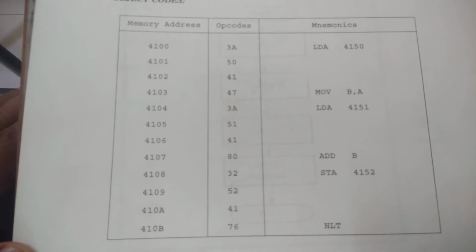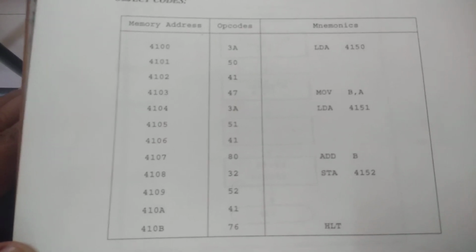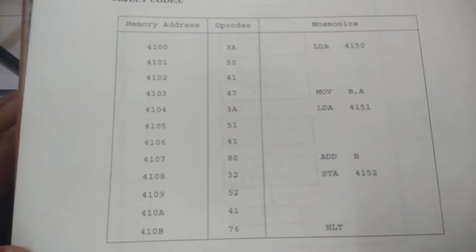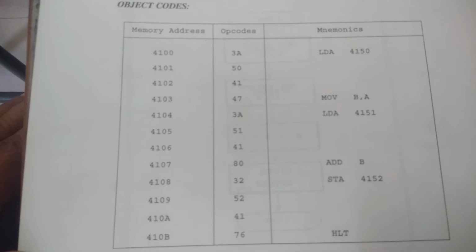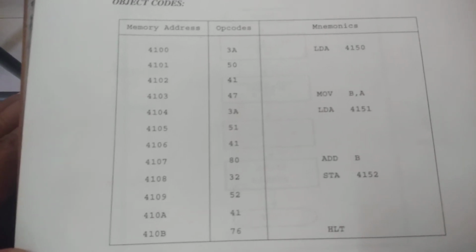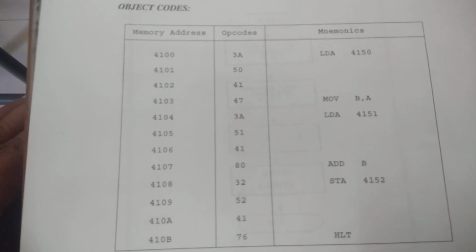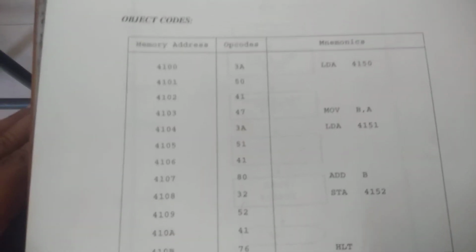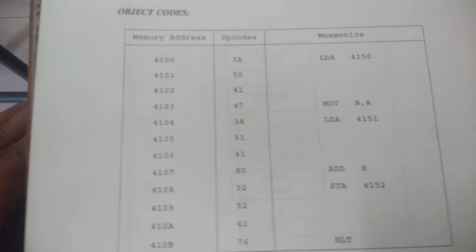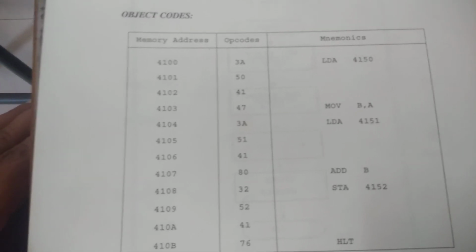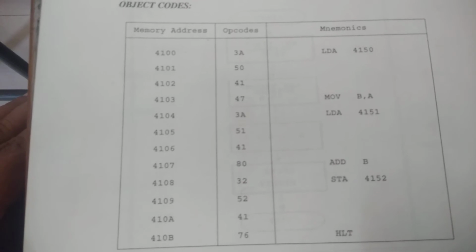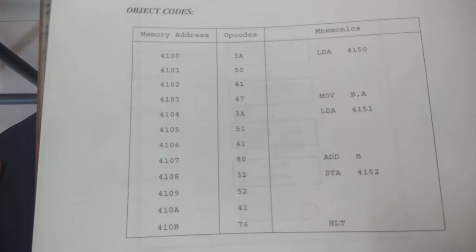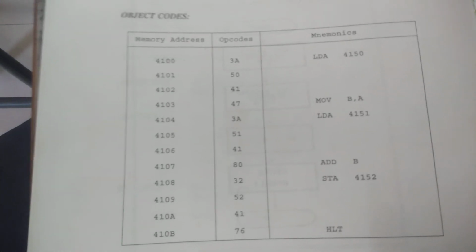Right, the data in the accumulator is already moved to the B register, so the B register has one data. Now I'm getting the second data in the A register. So ADD B gives the result of the addition of the A and B contents and stores it in the accumulator. This accumulator value is again stored into a specific memory location, here represented by 4152.